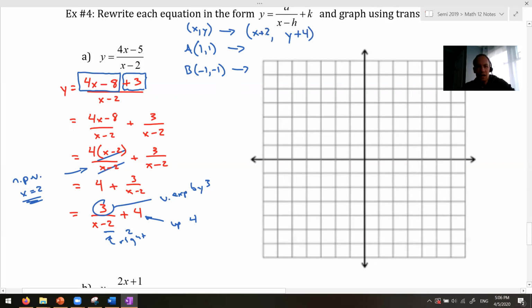So the point A at 1, 1 is going to turn into, let's see, 1 plus 2 is 3, 3 times 1 plus 4 is 7, and then this one's going to be negative 1 plus 2, so 1, and 3 times negative 1 plus 4 will be 1.